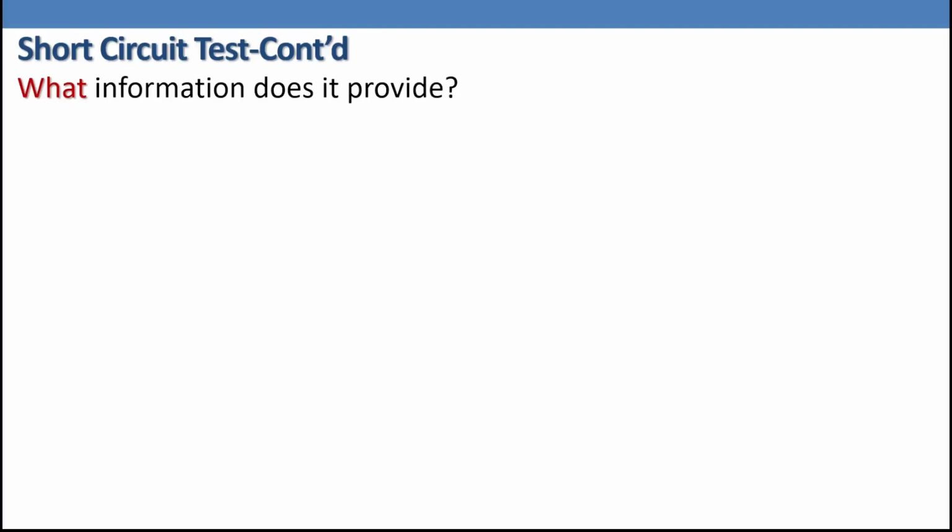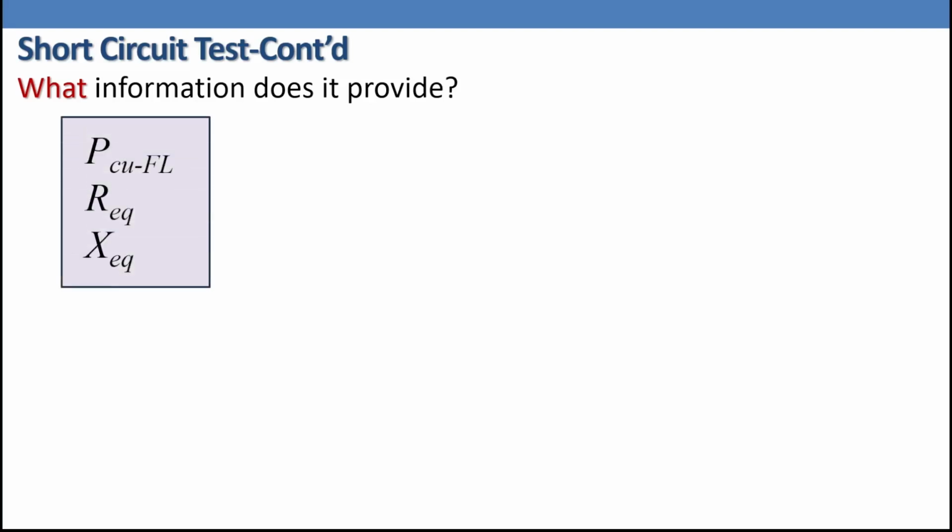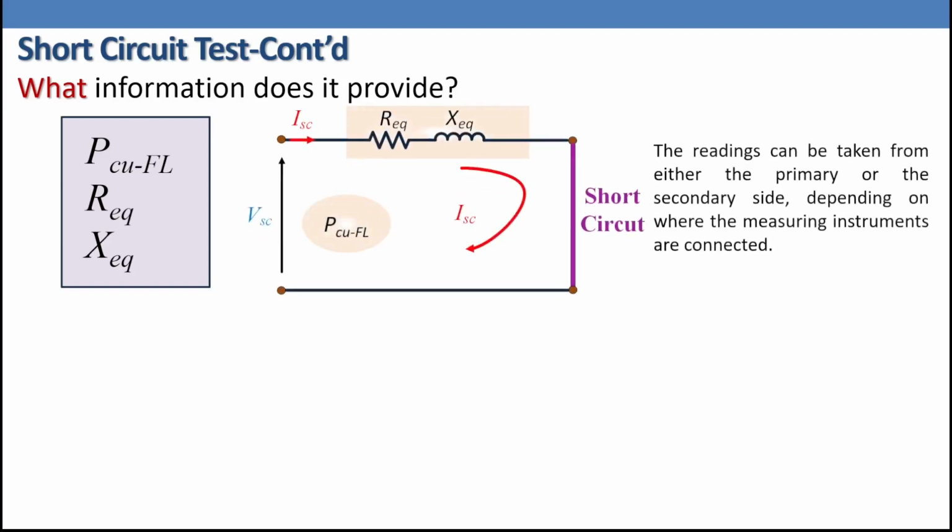What information does the short circuit test provide? From the measured values, we can calculate the equivalent resistance, which represents the winding resistance, the equivalent leakage reactance, which accounts for the leakage flux, and the equivalent impedance of the transformer. Added to that, we can calculate the copper loss at full load. We end up with this equivalent circuit.